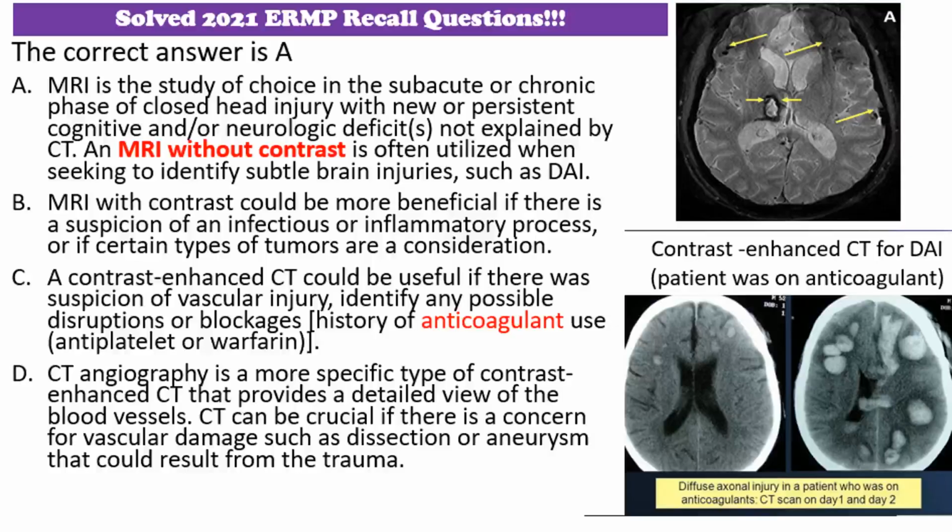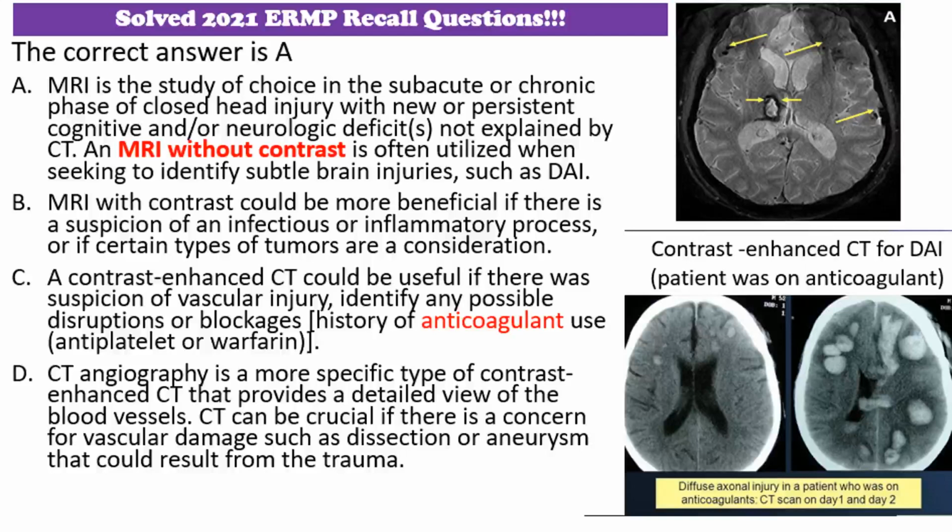Now let's evaluate the options from the given case. A. MRI without contrast. We have seen MRI as the study of choice in the subacute or chronic phase of closed head injury, with new or persistent cognitive and/or neurologic deficits not explained by CT. An MRI without contrast is often utilized when seeking to identify subtle brain injuries, such as diffuse axonal injury, which may not be evident on a CT scan. Therefore, this is the appropriate answer.